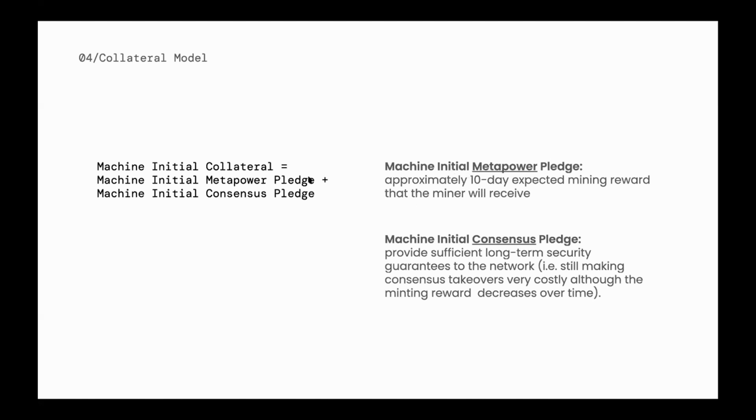Okay. So what is the machine initial mining power pledge? Why do we want to design this? First of all, let me give you the solution. The initial mining power pledge is roughly the 10-day expected minting rewards that the miner will receive when he or she hosts their machines in the CC network. So the goal of proposing this initial mining power pledge is to make sure that for any miner to join us, the miner should be a serious guy.